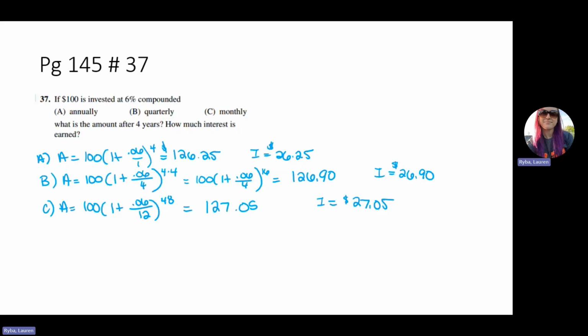What that means, the more frequently you compound your interest, the more money you will earn. Granted, we only did this with $100. So in the end, there was only 80 cents difference from the first to the last. But if you have a lot more money invested in this account, that interest is going to pile up even faster.